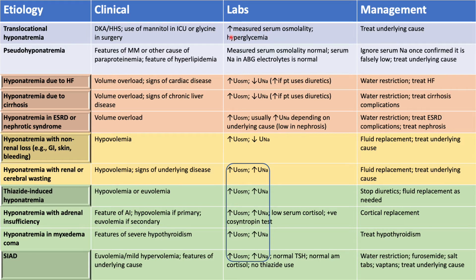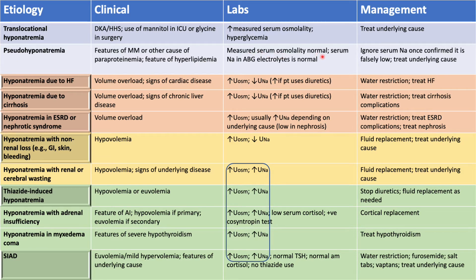And if it's due to hyperglycemia, then the glucose level should be high, and then you treat the underlying cause and you can correct the hyponatremia based on the exact glucose level. And if the measured serum osmolality is normal and it's not low, this could be due to pseudohyponatremia or false hyponatremia, and this usually happens with patients with increased proteins, paraproteins like in multiple myeloma, or hyperlipidemia. So the patient might have some clinical features of these conditions.